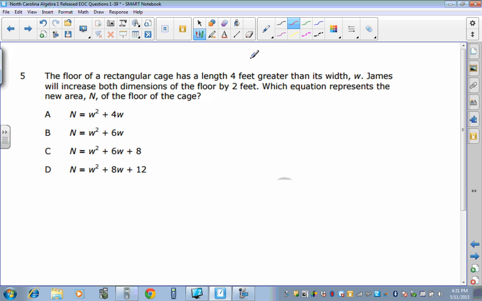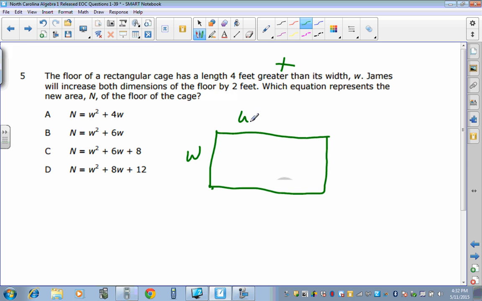Okay, let's look at number 5. You've got a rectangular cage and its length, and we know in a rectangle the length is the longer side. It's 4 feet greater than its width, W. So W is the width. The length is 4 feet greater than its width, so the length is W plus 4. But then James is going to increase both dimensions by 2 feet. He's going to add 2 feet to that side, 2 feet to that side there. Which equation represents the new area?